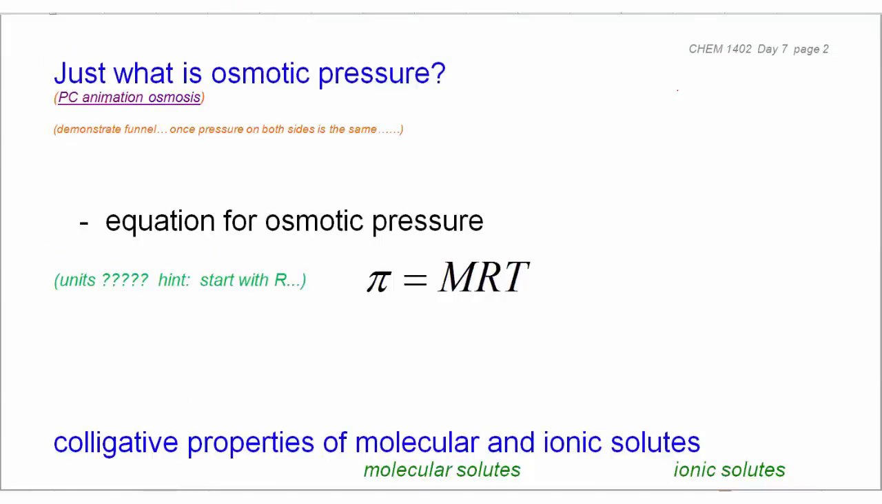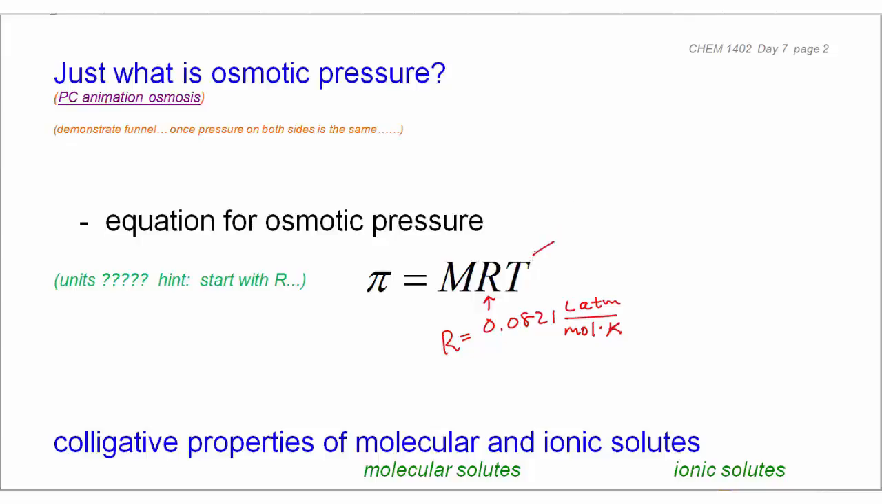So we have an equation for osmotic pressure. Let's take a look at what the units could be for all of these things. I think we should start with R. You remember R? The gas constant, 0.0821 liters atmospheres over a mole Kelvin. Those were the units for R. So that means T should be Kelvin.